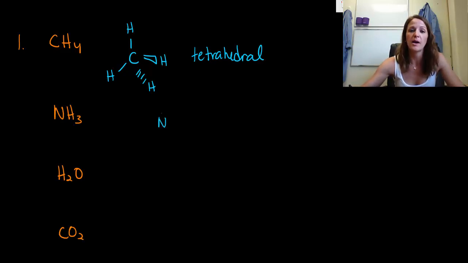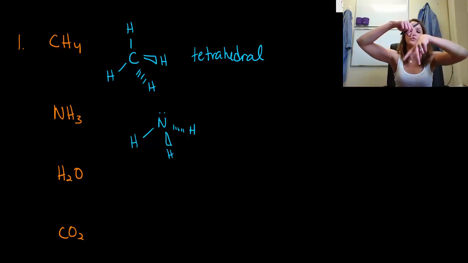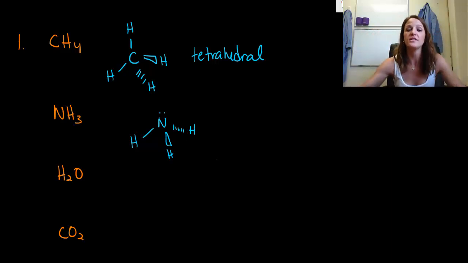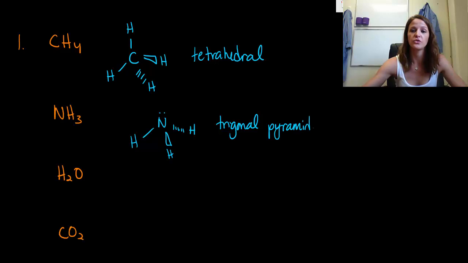Let's move on to ammonia. If ammonia is drawn properly, you have a nitrogen with a lone pair directly on it, and then three hydrogens. The nitrogen is on top and the 3 hydrogens point down. So this is 4 regions of electron density, 3 of which are atoms and 1 of which is a lone pair. So this is considered trigonal pyramidal. Okay, trigonal pyramidal.